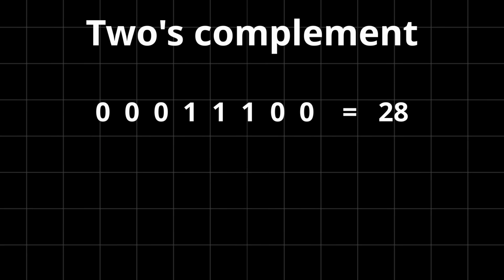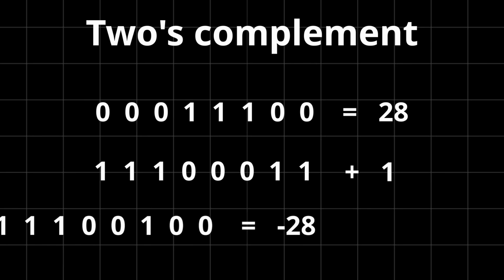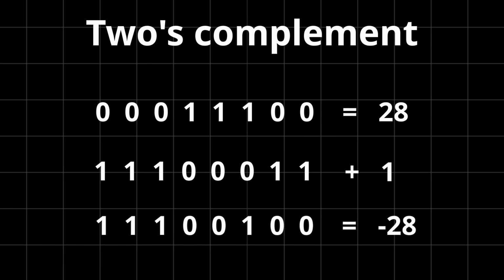Let's say we have 8 bits representing the number 28. 2's complement works like so. First, we'll flip all the bits so every 0 becomes 1 and every 1 becomes a 0. Then we'll add plus 1 to the flipped bits, and we get our negative 28 value. Since this isn't a comp-sci lecture, I'll leave the integer explanations here.